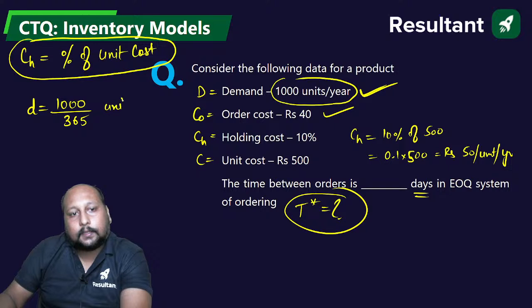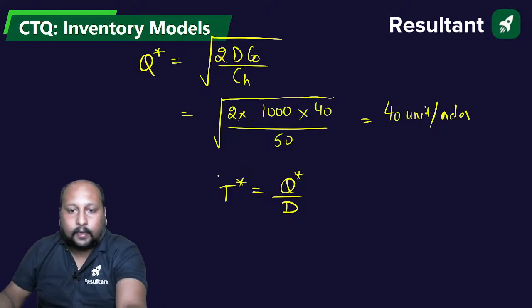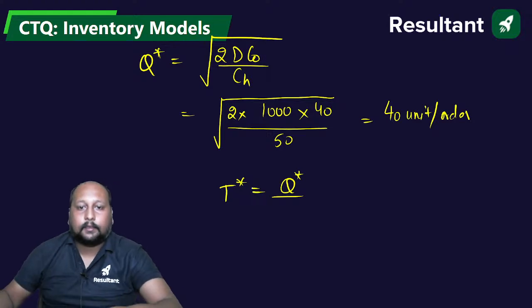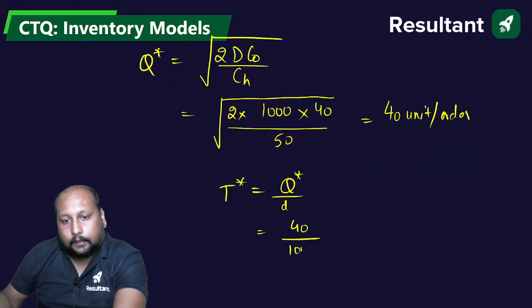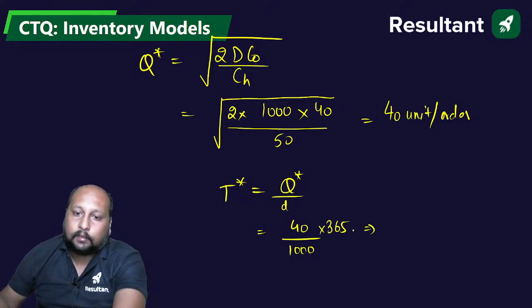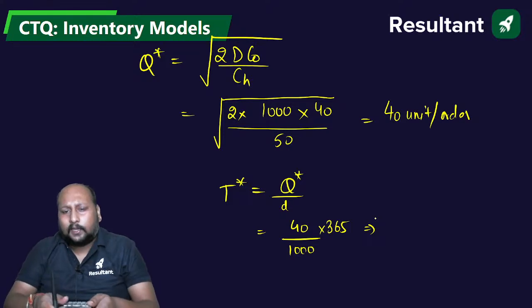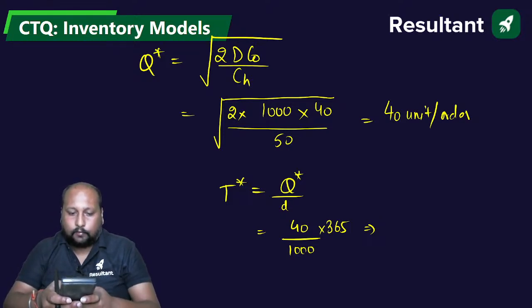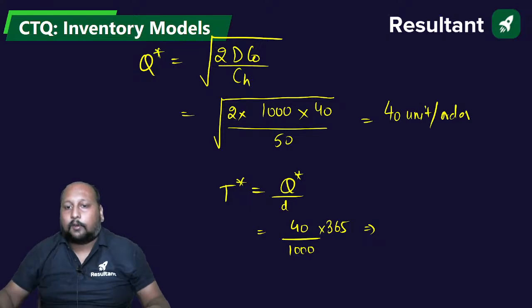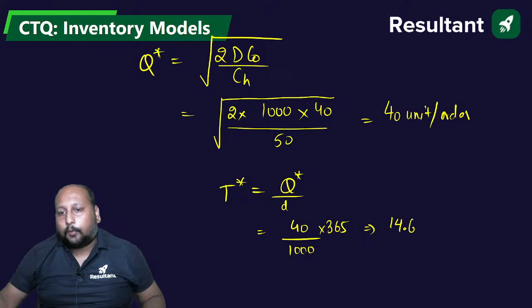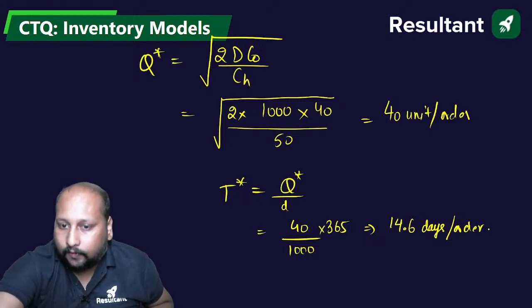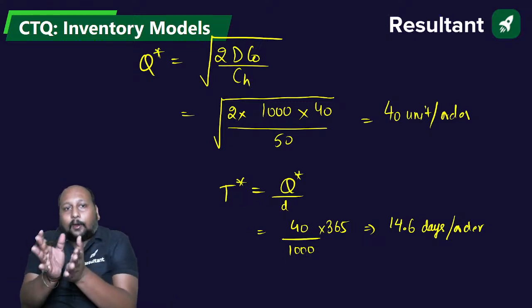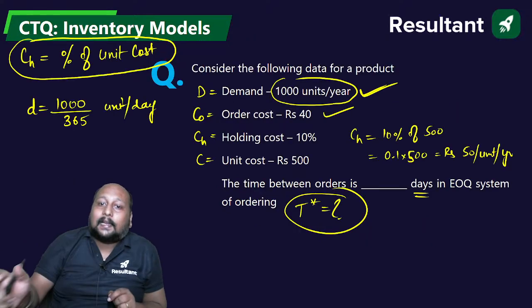That is 1000 divided by 365 units per day. Let us place this small d over here. So it will be 40 divided by 1000 into 365. That will be somewhere around 14.6. Yes, 14.6 days per order. Fine? Very good. Perfect. So 14.6 days is the duration of one cycle, and this is what is being asked.